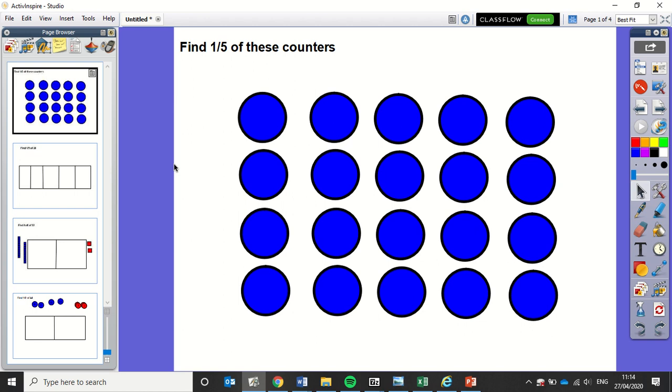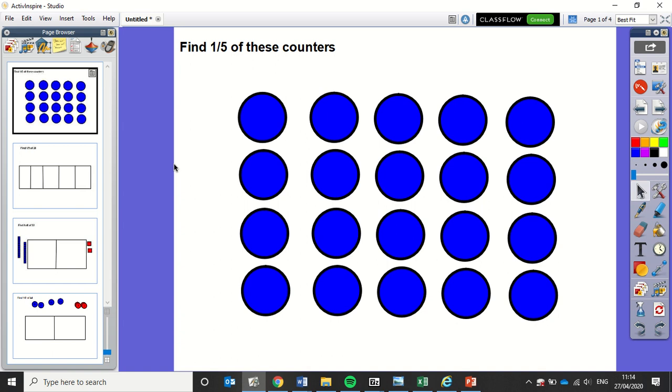Today we're still looking at fractions of a set of objects. We have done this before, I know, but we're going to be looking today at using it more in a practical sense, using different methods, using practical resources, and also looking at a couple of problem questions where you could use this skill for real life objects.